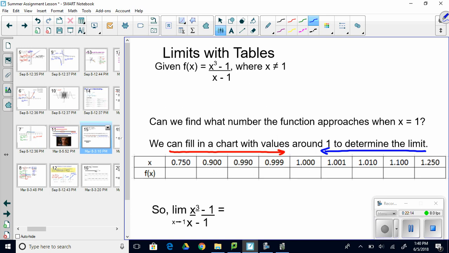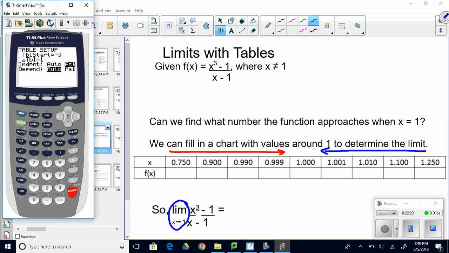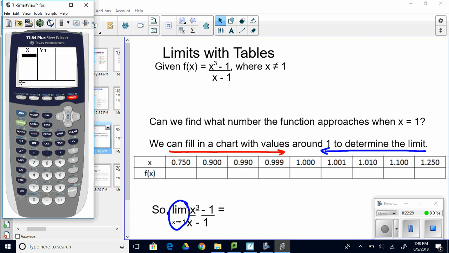So let's try. 0.75 is kind of far away from the limit as x approaches 1. So 0.75 is kind of far away on the left-hand side. So we're going to go to second table, and we're going to type in 0.75. We know the y value there is 2.3125. Then we're going to type in 0.9, and then 0.99, and then 0.999.